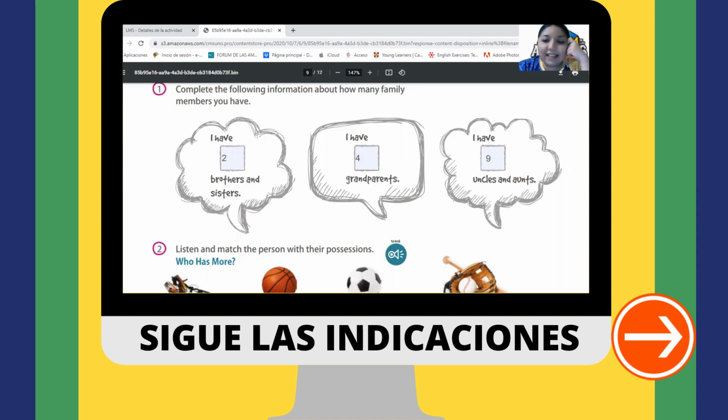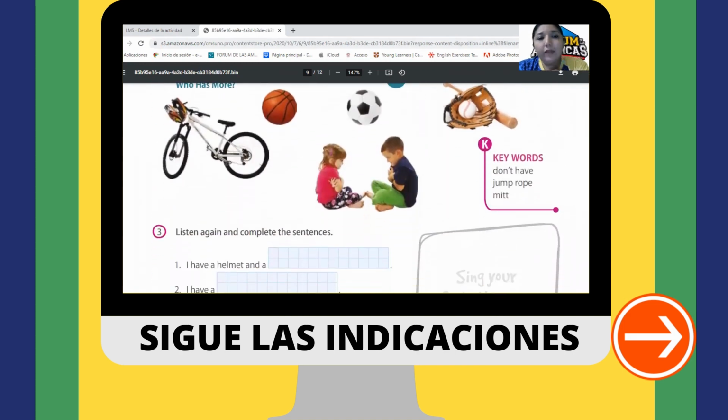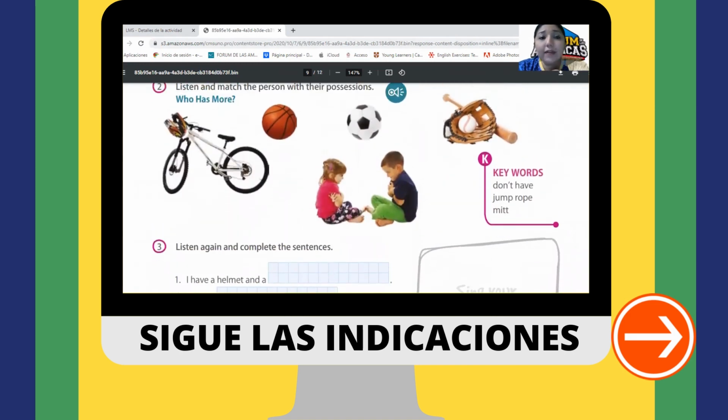Very good. Yeah, it's a little bit complicated, but we are only going to count the closest family members to our family. Solo vamos a considerar a los miembros de la familia más cercanos a nuestra familia, okay? Good. Next, we are going to listen to an audio titled Who Has More and match the person with their possessions. Vamos a escuchar un audio que se llama ¿Quién tiene más? Y vamos a hacerle match a las personas con sus posesiones, okay?